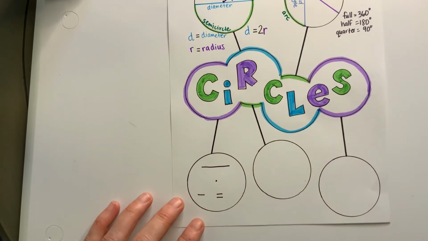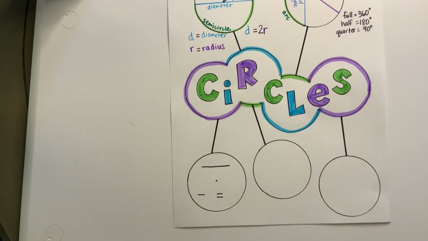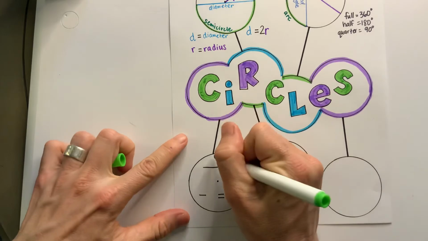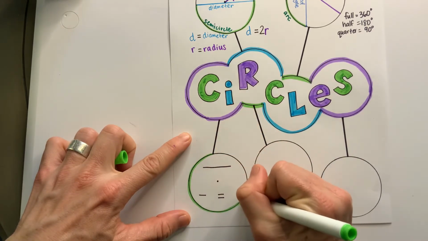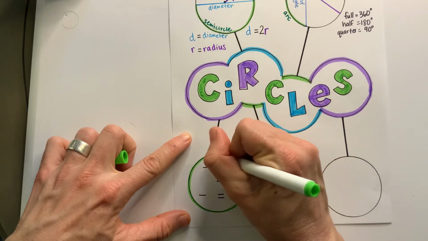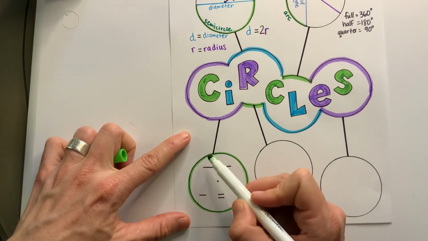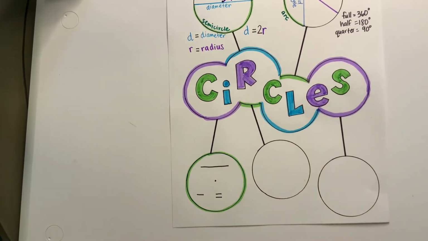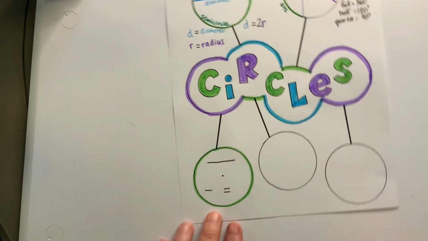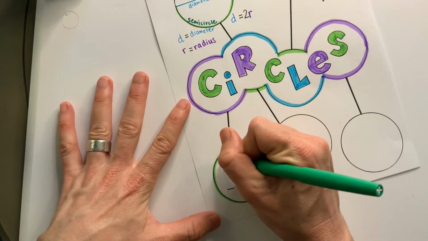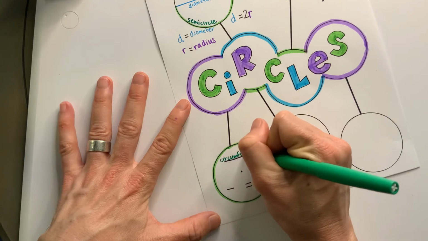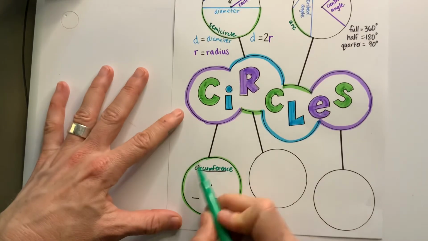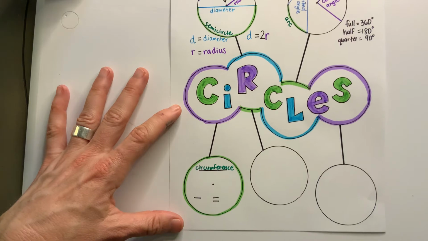Here we go. Okay, so for every circle, here we go. I'm going to take this all the way around. The measurement all the way around a circle is called the circumference. So we don't call it the perimeter like we do with polygons. We call it the circumference. And let's see how I do with spelling it. I can never spell this word. Circumference. There we go. The circumference. So the measurement all the way around.